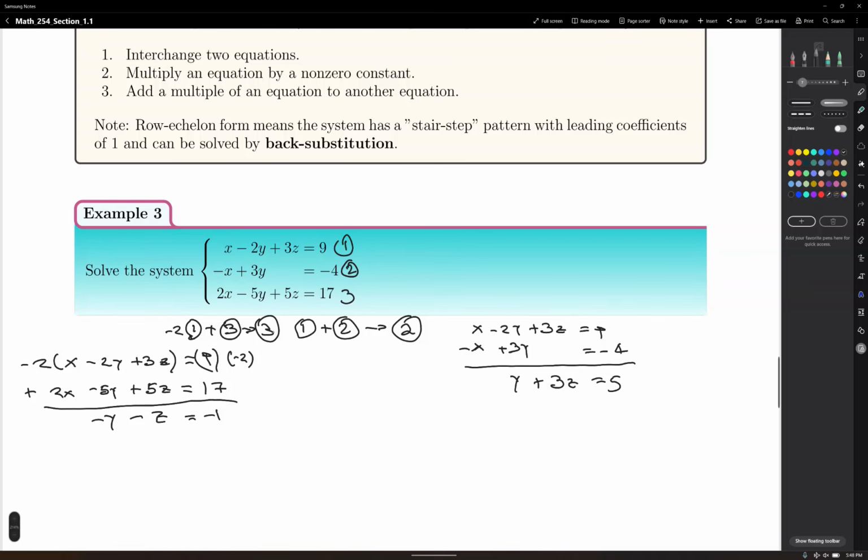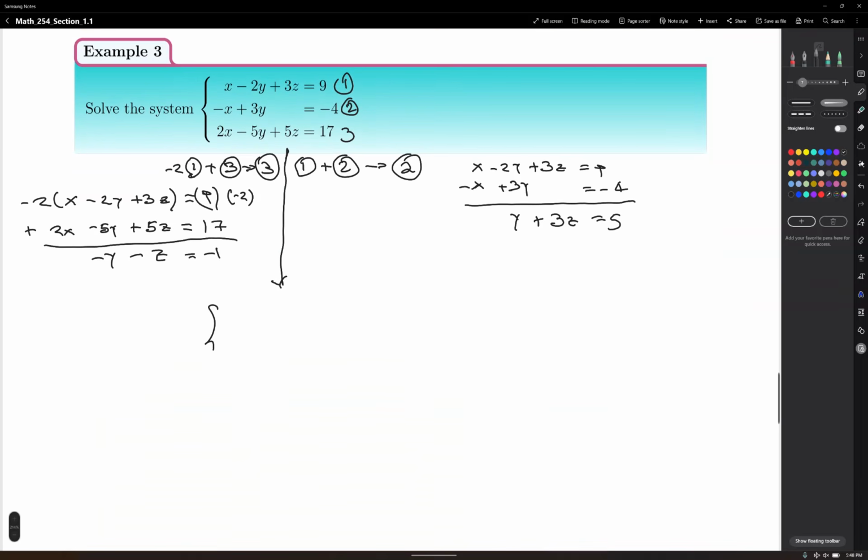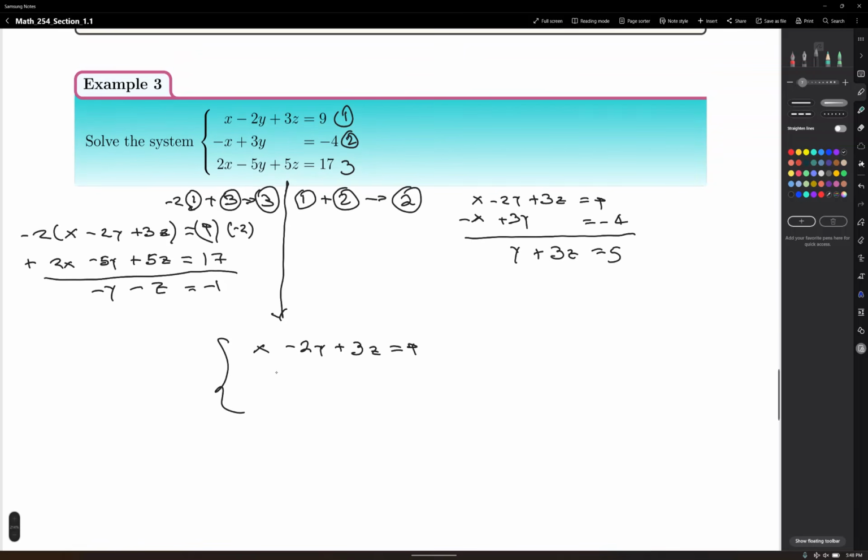So I'm going to rewrite the system the following way. The first equation remains the same, x minus 2y plus 3z equals 9. And then the new second equation becomes y plus 3z equals negative 4. Oh, wait, equals 5. And negative y minus z equals negative 1. So we just got rid of the x.